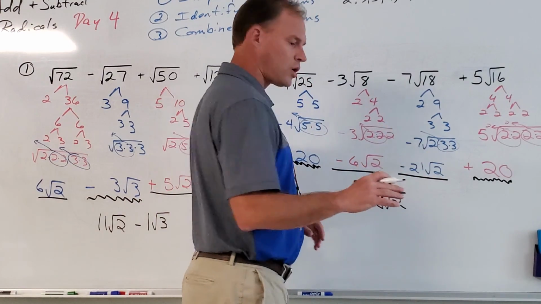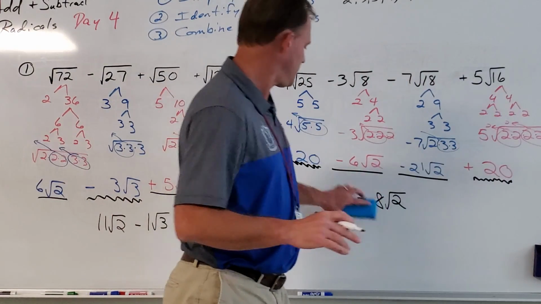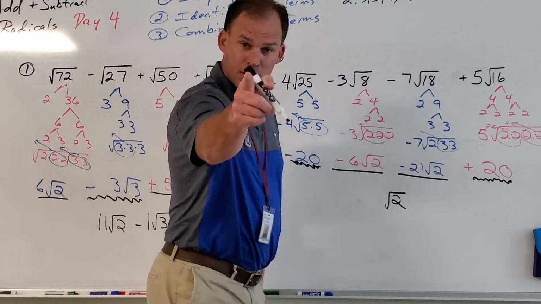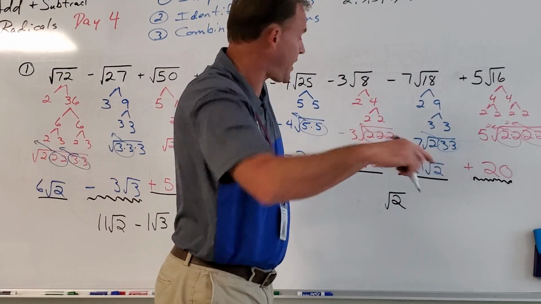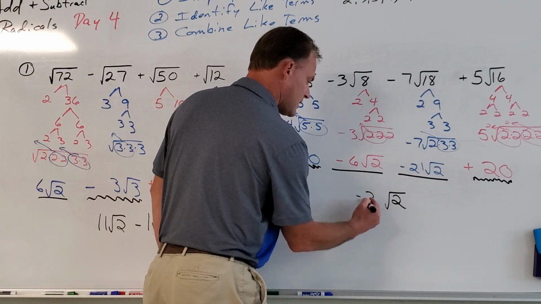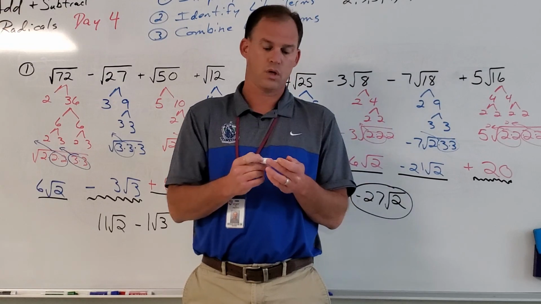Whoa, whoa, whoa, sorry, typo, my bad. That's not a 2 there. Mr. Stevens, what are you thinking? That's a 21. Make sure your handwriting's good so you can read your own handwriting. I almost goofed myself up here. Negative 6 minus 21 is negative 27 root 2.